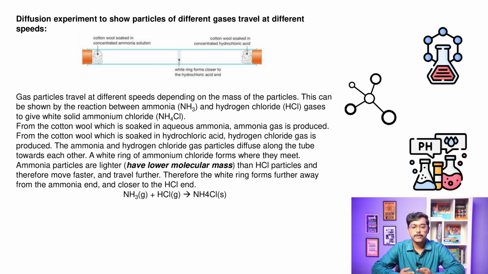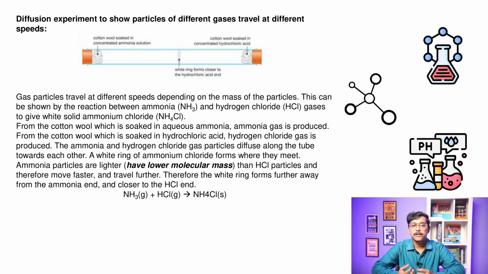The ammonia and hydrogen chloride gases diffuse along the tube towards each other, and where they meet, a white ring of ammonium chloride forms. The ammonia particles are lighter, they have lower molecular mass, and the hydrogen chloride particles are heavier. The ammonia and hydrogen chloride gas particles diffuse along the tube and move towards each other. A white ring of ammonium chloride forms where the two gas particles meet.